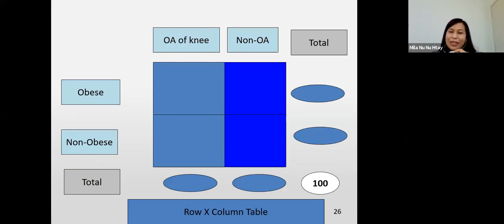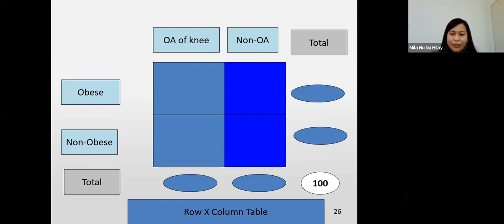Some of you may be familiar with this 2x2 table. It is also known as the contingency table. The 2x2 table is used in case-control studies and cohort studies as well. We keep the outcome in the columns and the exposure factor in the rows. The total sample in this study was 100, for example. Then we need to clearly key in all the cells.